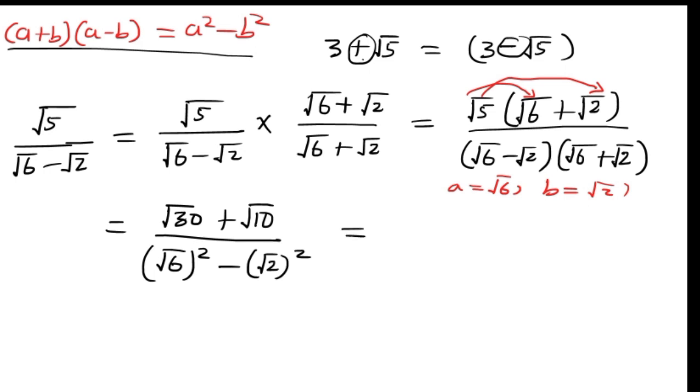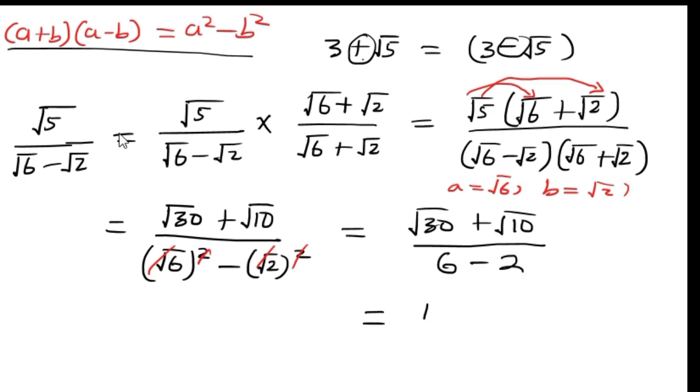And moving on, we still have the square root of 30 plus the square root of 10, and this will be divided by, you know that this is gone and this is gone, this also is gone and this is gone, so we are left with 6 minus 2. And moving on, this gives us the square root of 30 plus the square root of 10, and this will be divided by 4.